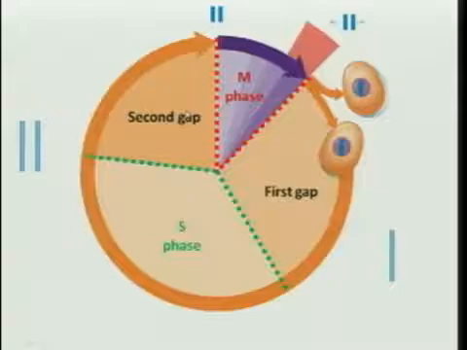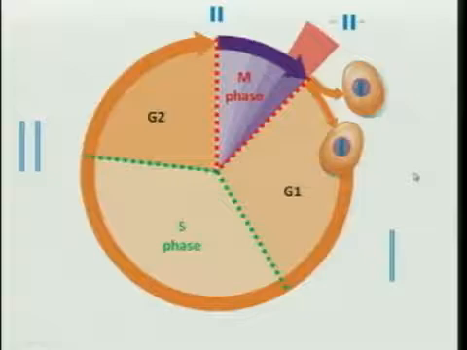Specifically due to the addition of two relatively extensive gap periods, or gap phases. The first one is between the end of mitosis and the start of DNA synthesis, so gap 1 occurs between M phase and S phase. The second is between the end of DNA replication and the start of mitosis. So it's the gap between S phase and M phase. They're obviously not called first gap and second gap. They're called G1 and G2. G for gap.